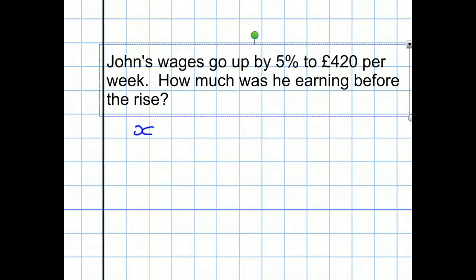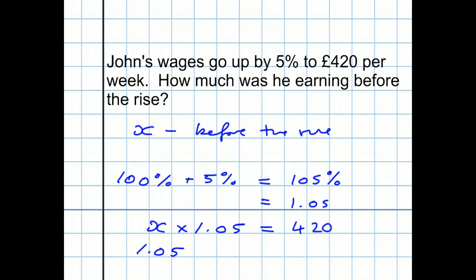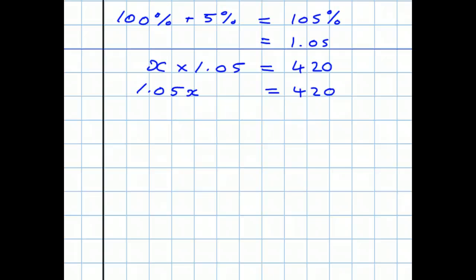So what we've got to do is, we'll let X equal his wage before the rise. Now, I'm going to use a bit of algebra here. What's happening? His wages go up by 5%. So always start with 100% in your head or on paper, plus 5% equals 105%. What's that as a decimal? 1.05. So X times 1.05, that was his original amount, equals 420. Or I always like to have the number in front of the variable: 1.05X equals 420. As you know, if you've seen my videos on algebra, this bit is simplicity itself.